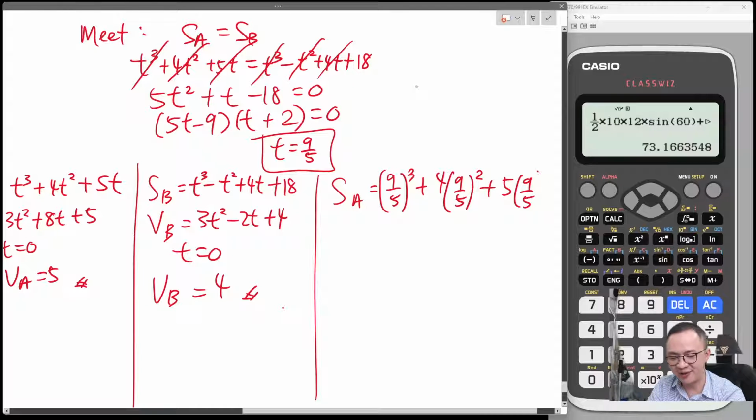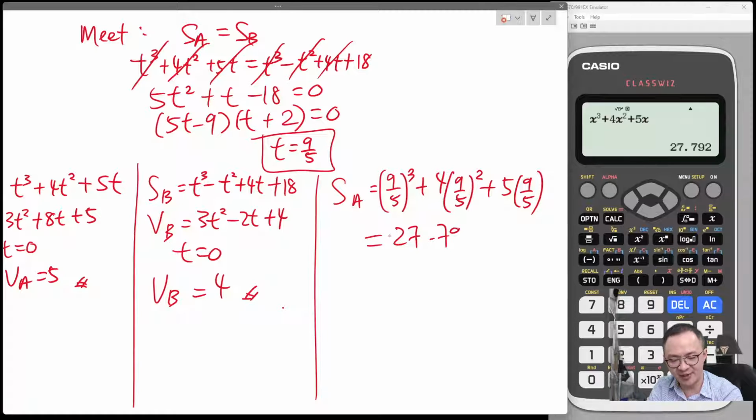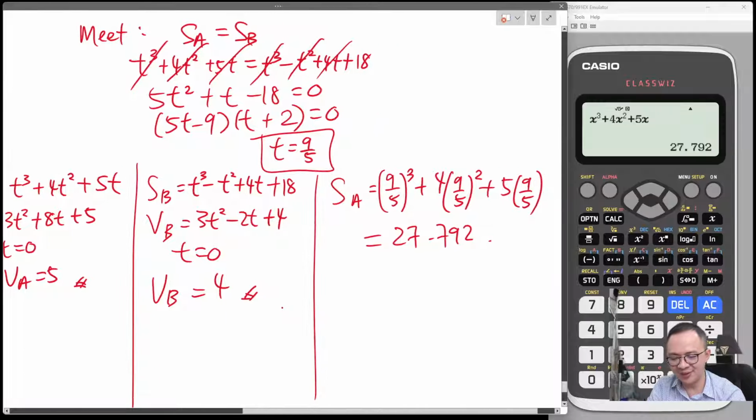9 over 5. Okay, but I'm a lazy person, I will use x to represent it. Plus 4x squared plus 5x. Then calculate 9 over 5. So they travel like 27.792. I hope they don't U-turn at any time here. 4 marks, man. Don't let me do too much.